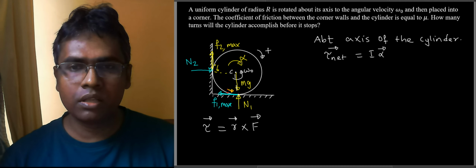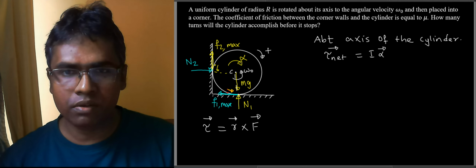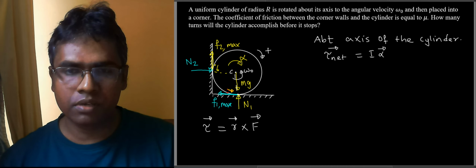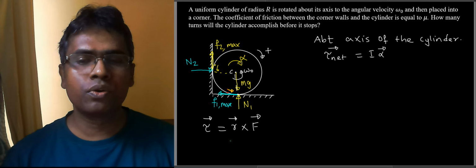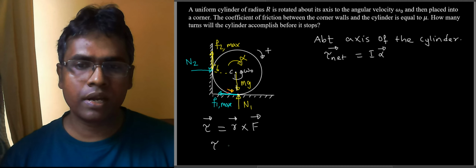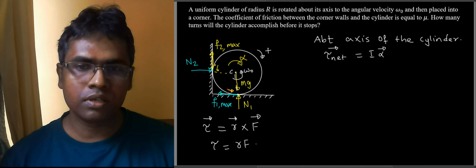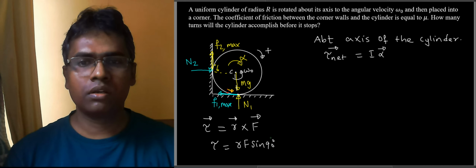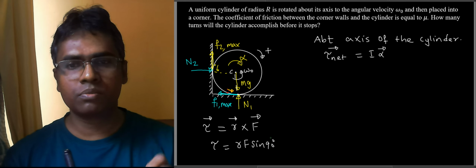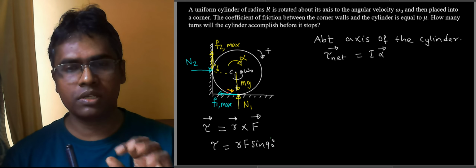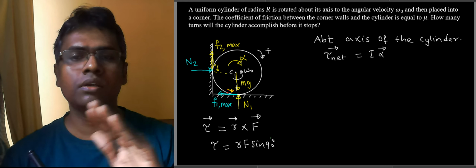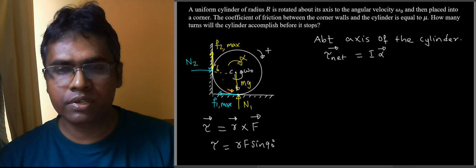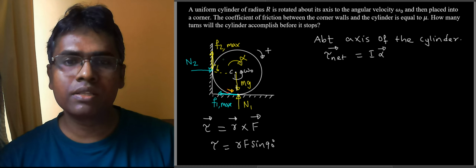If I look at the angle between the position vector, which runs from C to the point of contact, and the frictional force, that's 90. So magnitude wise, I can just write RF sine 90, and when you use the right hand thumb rule, the thumb points into the board. It is suggesting that the angular acceleration is in the clockwise sense. Now both the friction forces are providing torque in the same direction.